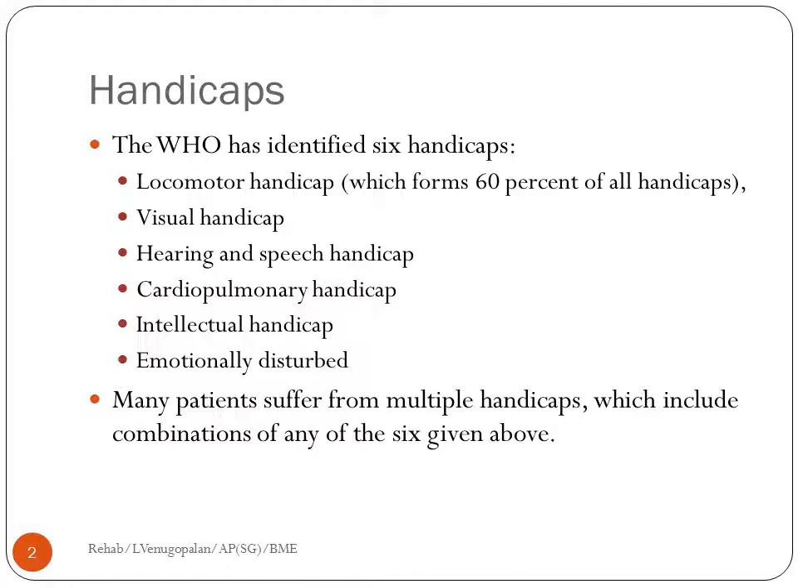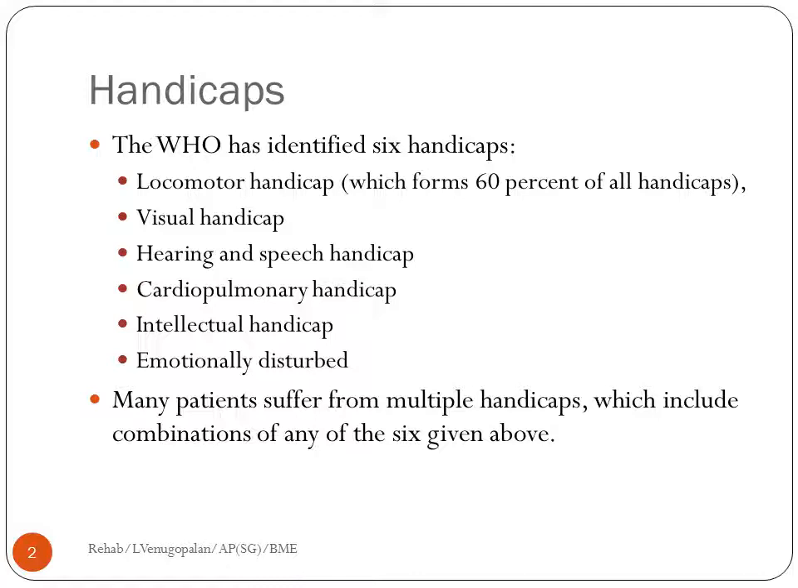Cardiopulmonary handicap can be breathlessness, or when you go high up in altitude. If you're someone who loves mountain climbing but can't cope with high altitude, then that makes you cardiopulmonary handicapped. Intellectual handicap: usually people with Parkinson's cannot think on their own. Their cognitive thinking ability is affected. So intellectually, they can't take a decision on their own, so they become intellectually handicapped.